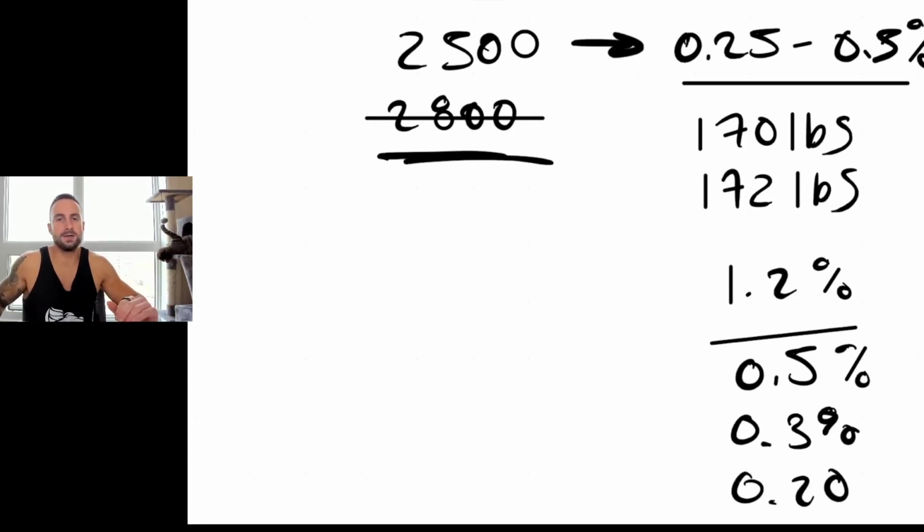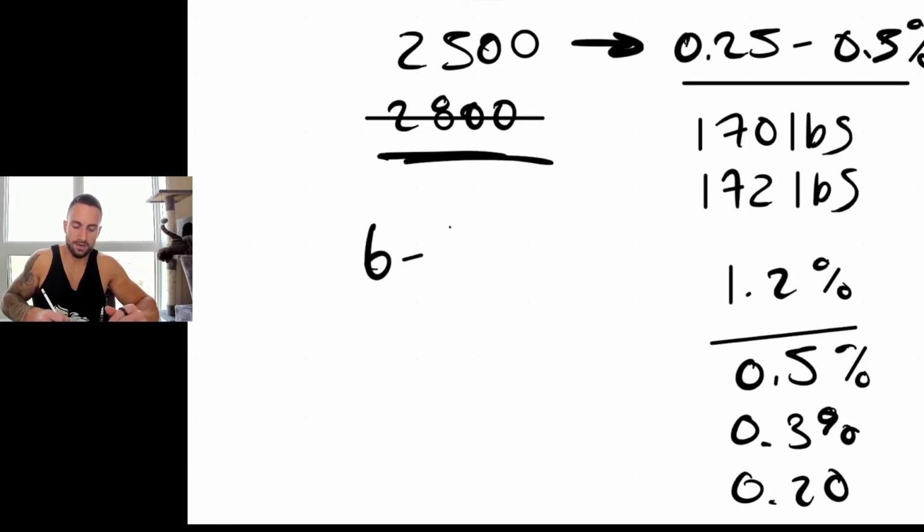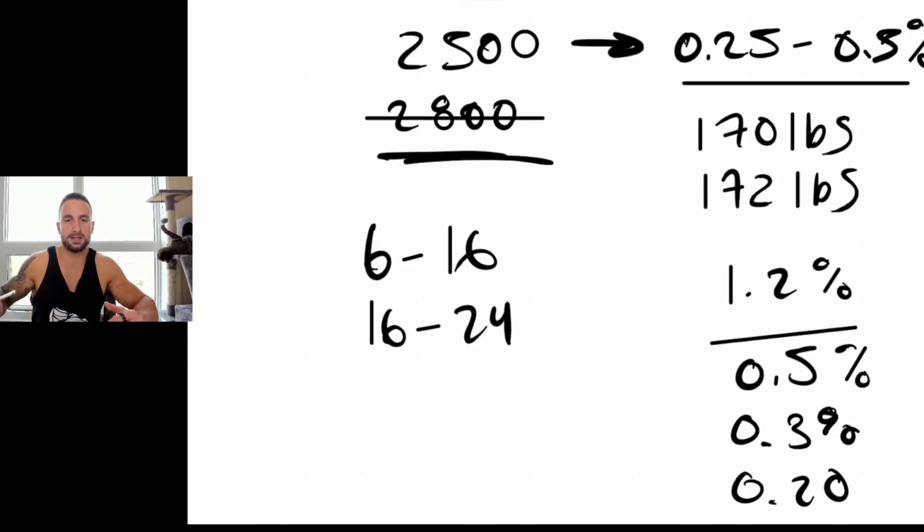Basically, as long as you gain between 0.25% to 0.5% of your body weight per week, on average, over the course of the 16 to 24 weeks that you're gaining muscle, that's fine. That's all you're after, is the average over time, okay? And it's as simple as that.